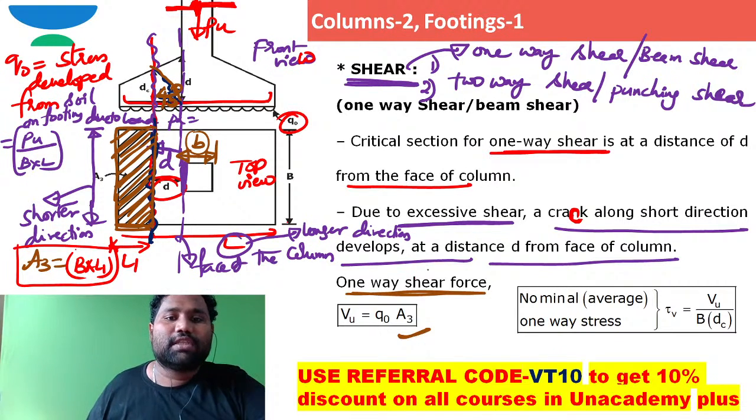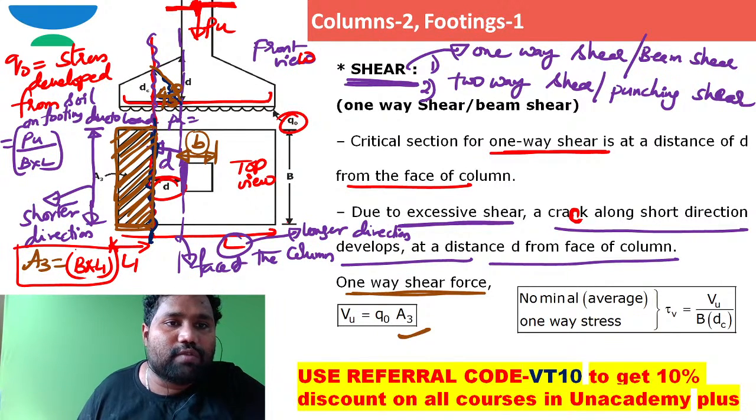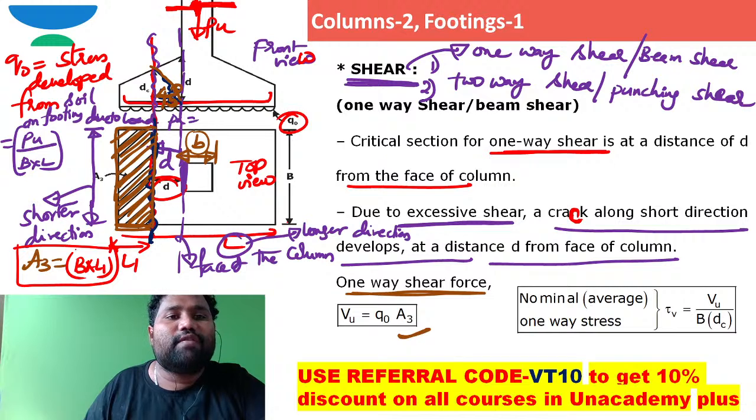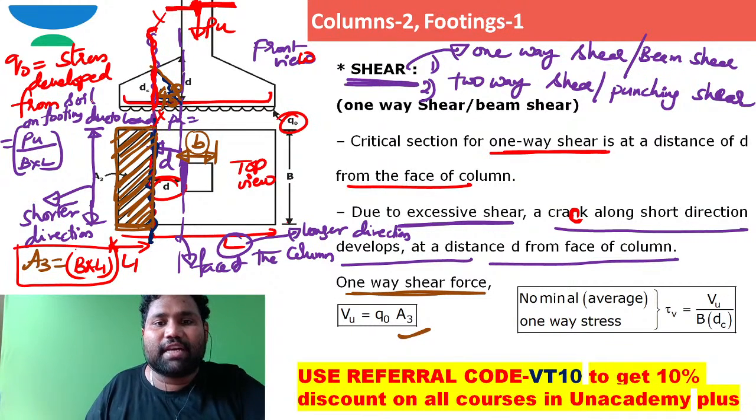Now coming to this one-way shear force, how can you work it out? To investigate it, you can take the free body diagram of the cut section here. The cut section is XX, and you take the free body diagram of the left hand side of cut section XX. VU is equal to Q naught into area A3. Area A3 you already know.